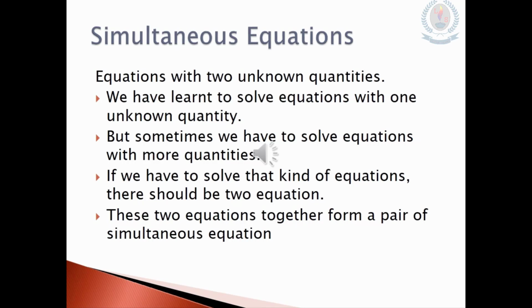We have learned to solve equations with one unknown quantity, but sometimes we have to solve equations with more unknown quantities. If we have to solve that kind of equation, there should be two equations. These two equations together form a pair of simultaneous equations.